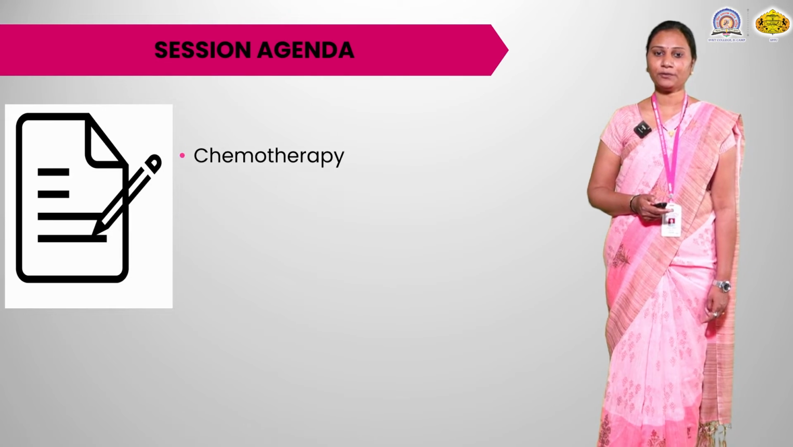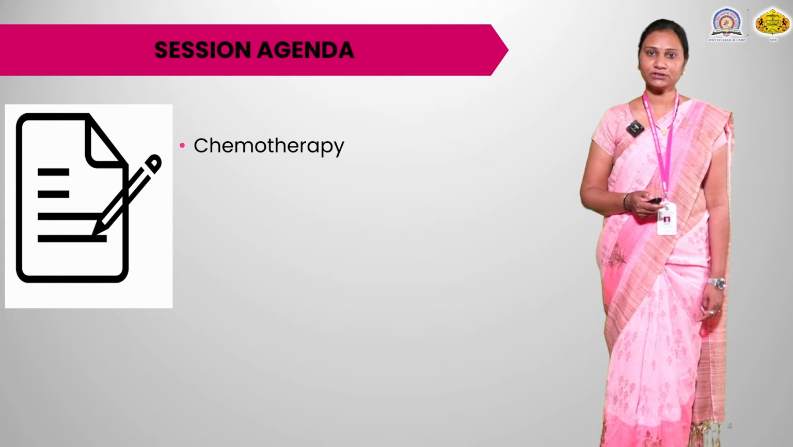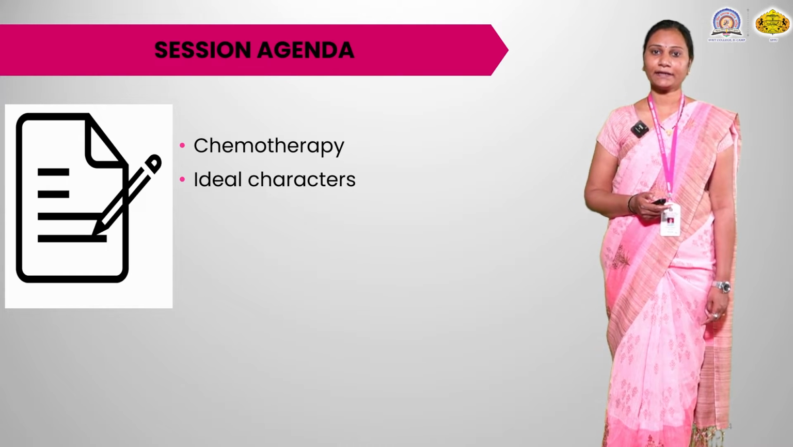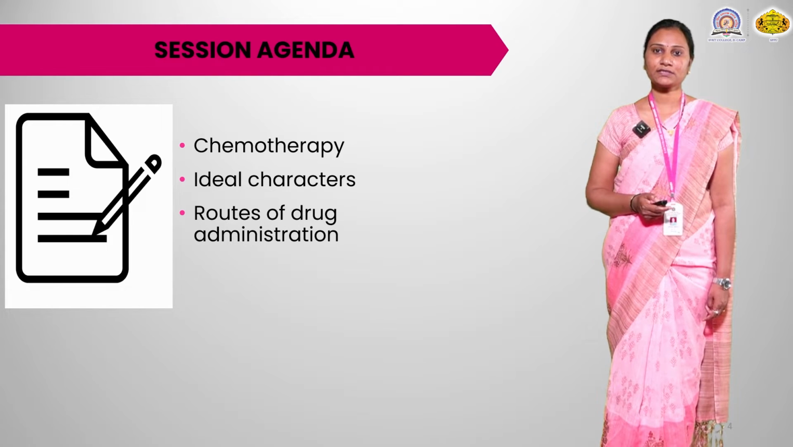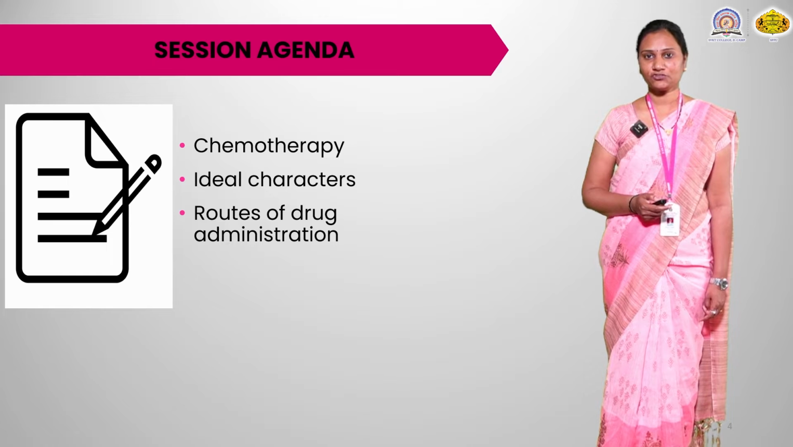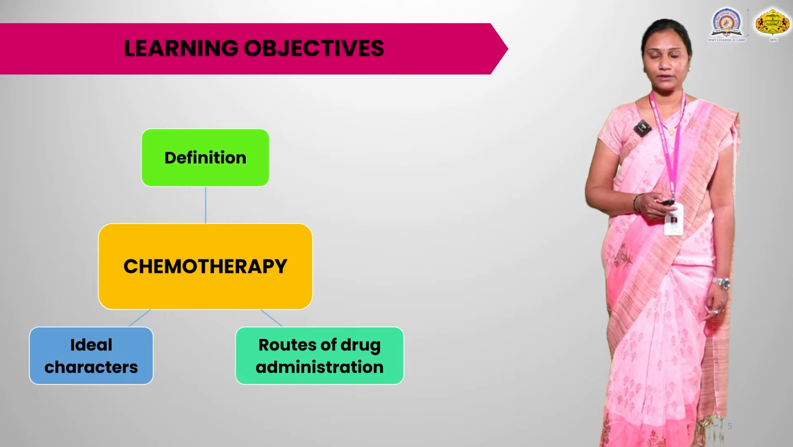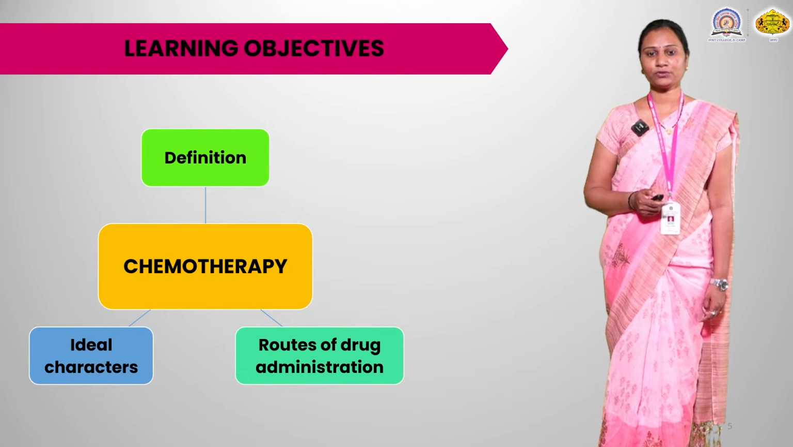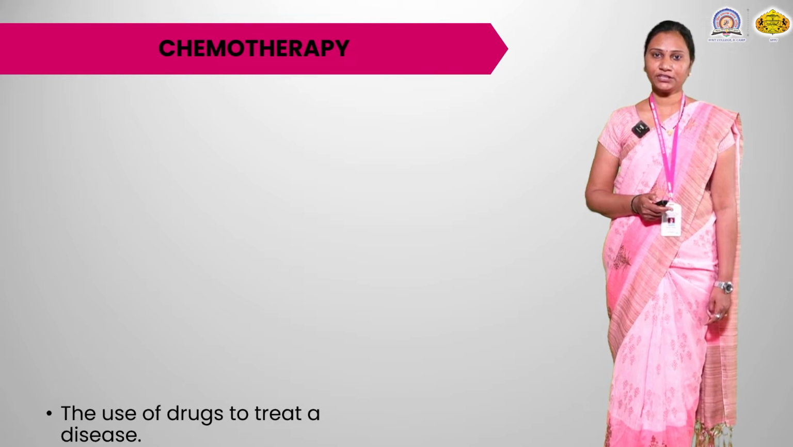So today's session agenda is to study chemotherapy. Under chemotherapy we are going to discuss the definitions. Then we are going to discuss the ideal characteristics of a chemotherapeutic agent, followed by the routes of drug administration. So what are the different routes by which drugs can be administered into the body of a patient? So this is the learning objective. The main focus lies on chemotherapy, and under it we are going to discuss the definition, study the ideal characteristics, followed by the routes of drug administration. So let's begin with chemotherapy.